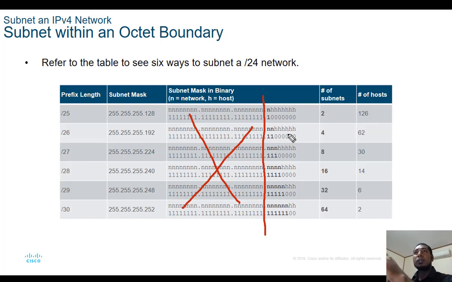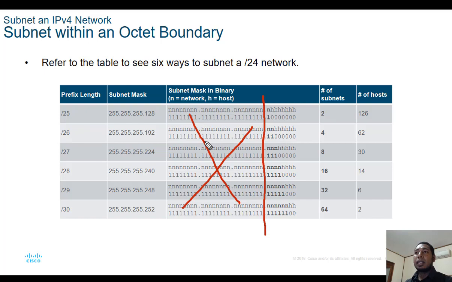So 2 raised to the power 2 is 4. Minus 2, we are left with 2. We minus 2 because in legacy networks we don't use the 0 network. Sorry, not 2 raised to the power 2, forgive me, 2 raised to the power 1. So we end up with 2 again. So that's the total number of subnets.